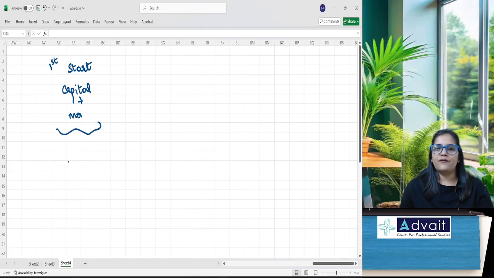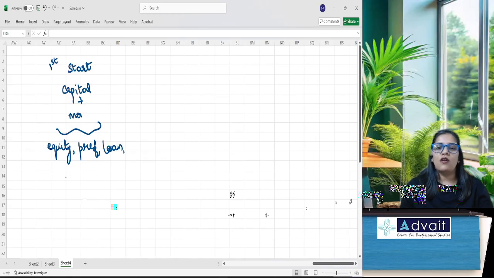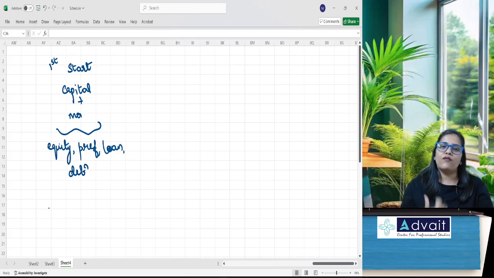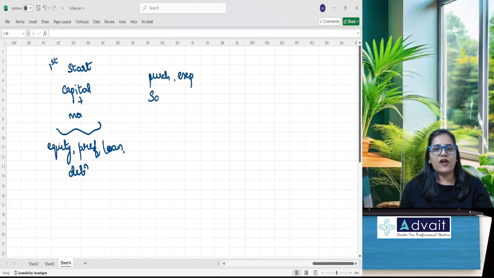How do we get this capital? We either issue equity shares or preference shares, or we take a loan, or issue debentures. So these are all capital and borrowings. Once we have the money, we are going to do the business, that is, purchase goods and incur some expenditure. Then we sell these goods, earn some income, and thereafter we earn profit.